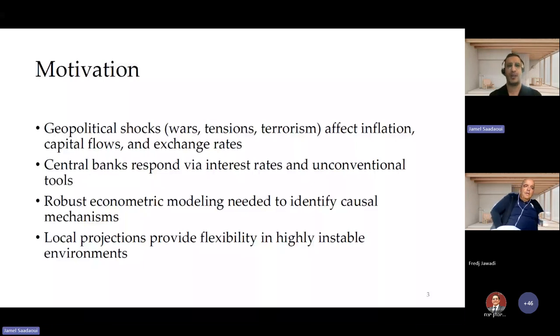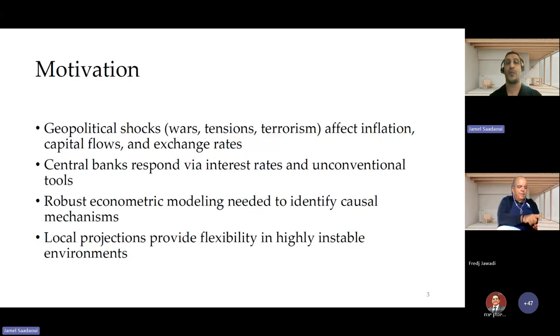So basically, we need nonlinear modeling here. Central banks will react to this influence, and here we are, of course, at the Central Bank of Israel. It is well known in Israel, but it is not something that is limited to Israel, of course. They react with their tools: we have an interest rate, and we have unconventional tools. What we are going to do is see how we can use robust econometric modeling to identify this causal mechanism from geopolitical shocks or from terms of trade shocks. Some parts of the terms of trade shocks can also be due to geopolitical shocks, of course.